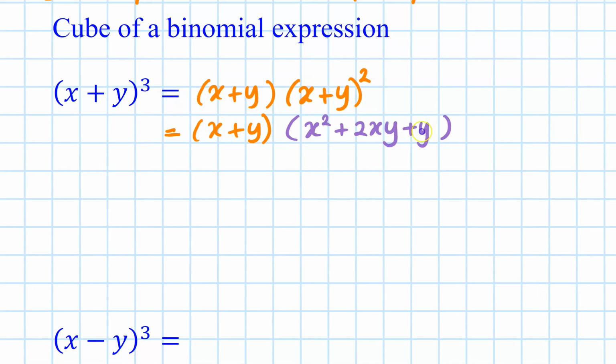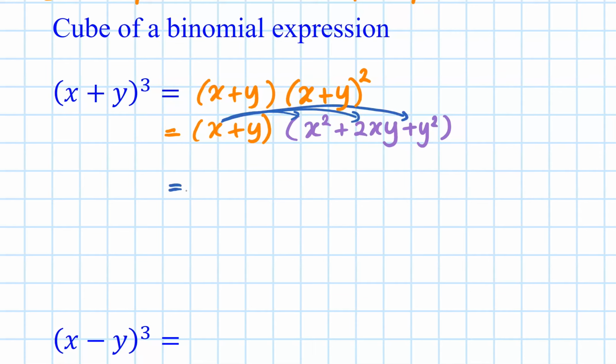We have done this before. Now we are going to expand this using x plus y. So we are going to multiply every term in this purple bracket with the terms from this orange bracket here. Therefore, we get x goes on to that, and that. So we get 3 terms.